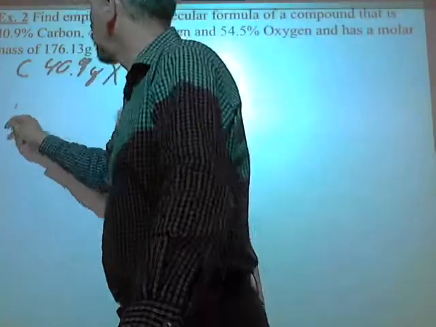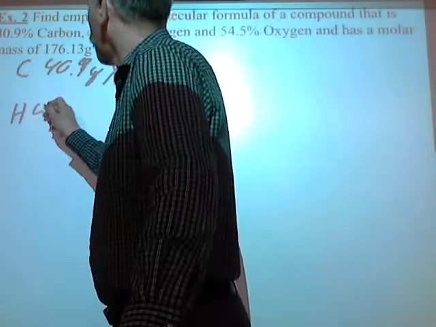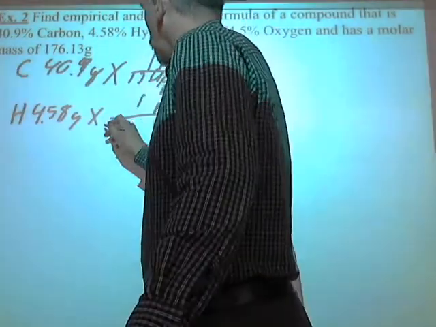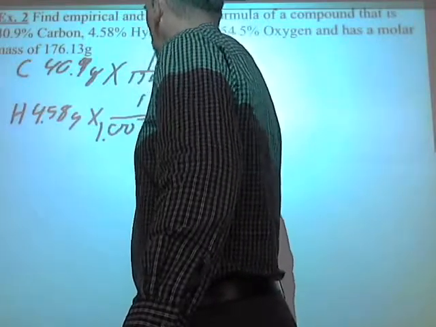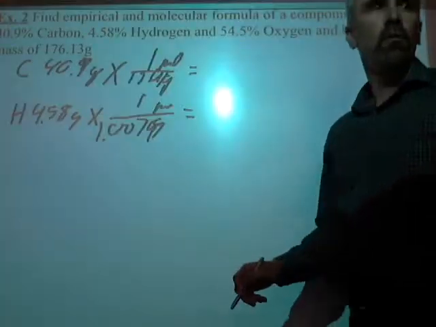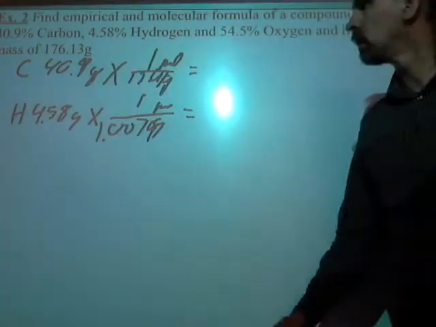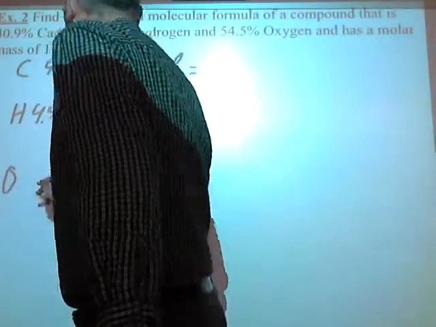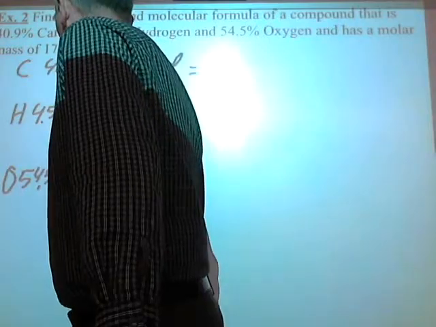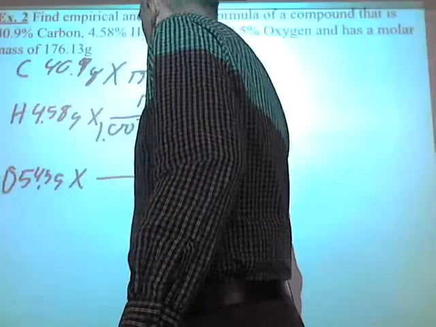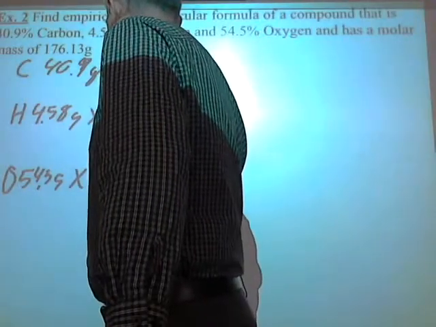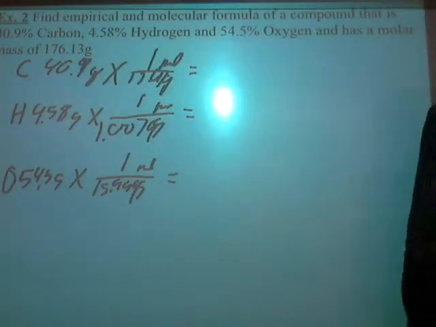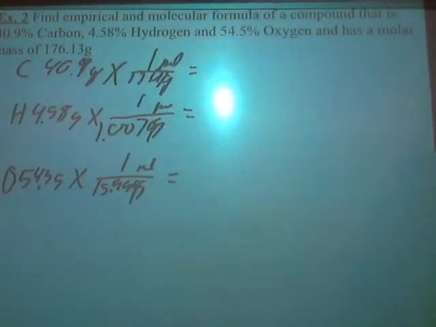And while he's doing that, let's set up H real quick. H is 4.58 grams. Grams at the bottom, moles at the top. 1 mole contains 1.0079. Do the math for that, Emily. And then oxygen, I've got 54.5 grams. Grams at the bottom, moles at the top. 1 mole contains 15.999. Do the math for that one there, Ben.